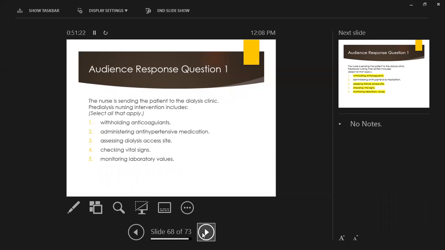Hey, here's a question for you. The nurse is sending the patient to the dialysis clinic. Pre-dialysis nursing interventions would include what? Withholding anticoagulants, administering antihypertensive medications, assessing dialysis access site, checking vital signs, or monitoring lab values.